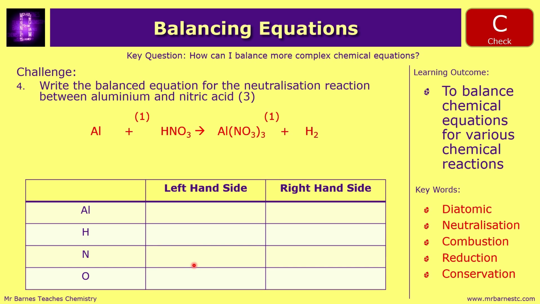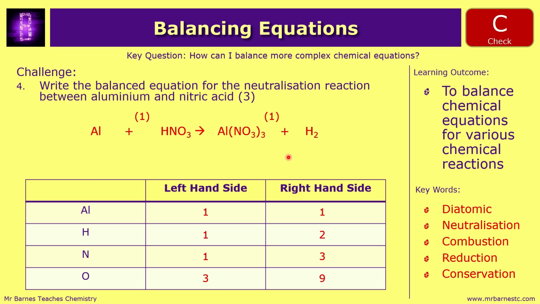That's my second mark, and then my third mark is for balancing it. So I have 1 aluminium, 1 hydrogen, 1 nitrogen, and 3 oxygens on the left. On the right I have 1 aluminium, 2 hydrogens, 3 times by my 1 nitrogen, which is 3, and 3 times by my 3 oxygen, which is 9.